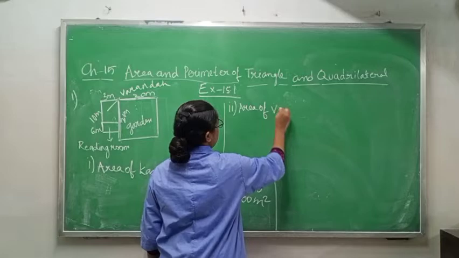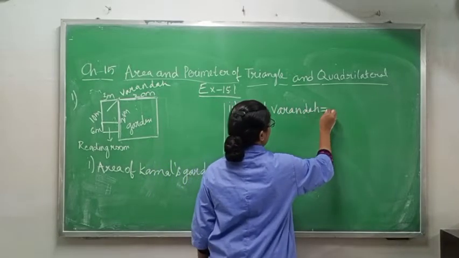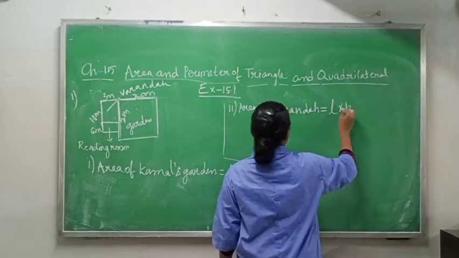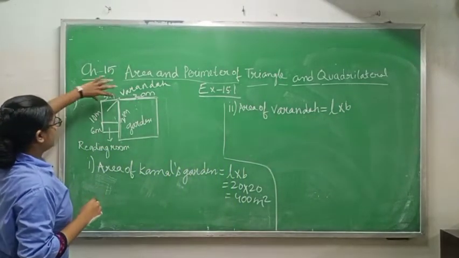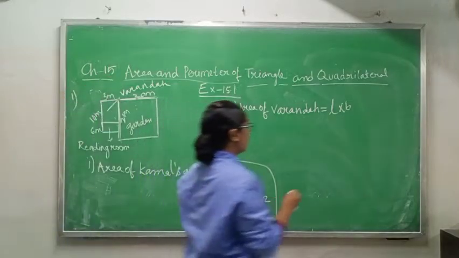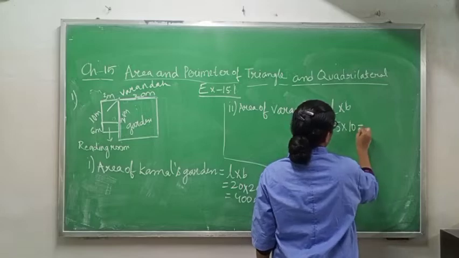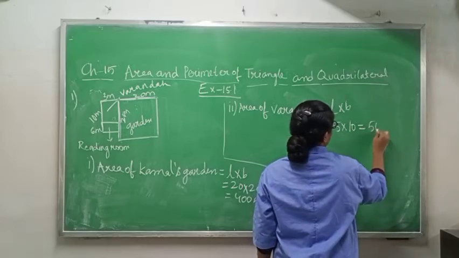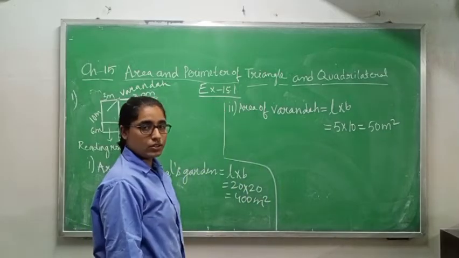Area of veranda. Again you will use the same formula L into B. Now see the question. This one is 10 and this one is 5. So what you will do? 5 into 10 or 10 into 5 you can do. You will get 50 meter square. So area of veranda is 50 meter square.